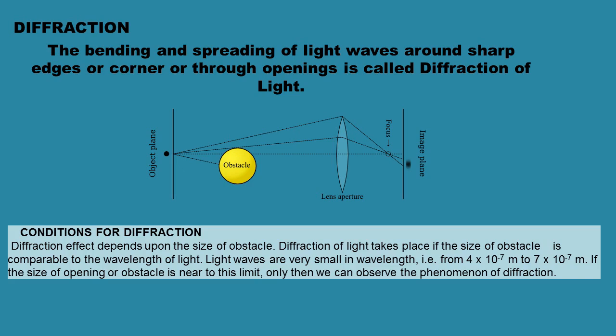Condition for diffraction. Diffraction effect depends upon the size of the obstacle. Diffraction of light takes place if the size of the obstacle is comparable to the wavelength of light. Light waves are very small in wavelength. It ranges from 4 times 10 raised to the power minus 7 meter to 7 times 10 raised to the power minus 7 meter, which is the visible range. If the size of the opening or obstacle is near to this limit, only then can we observe the phenomenon of diffraction.